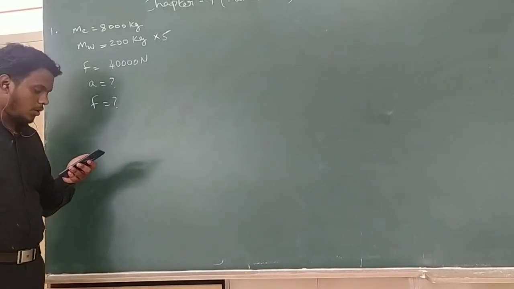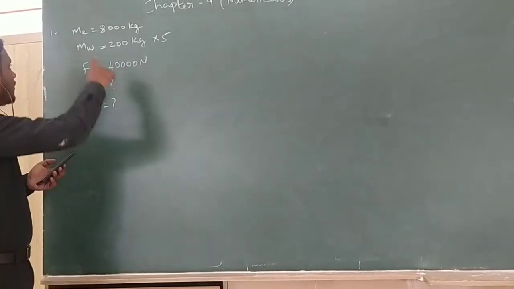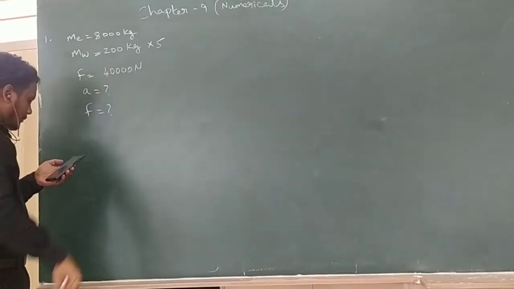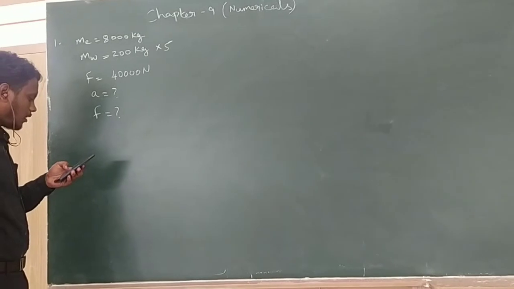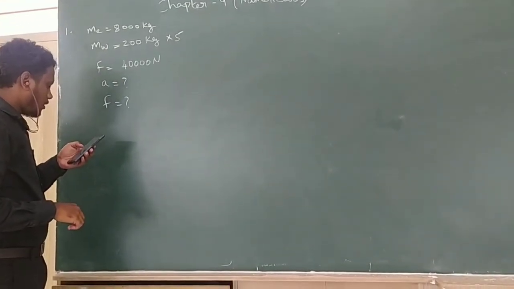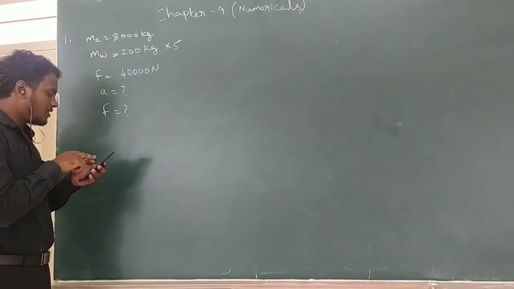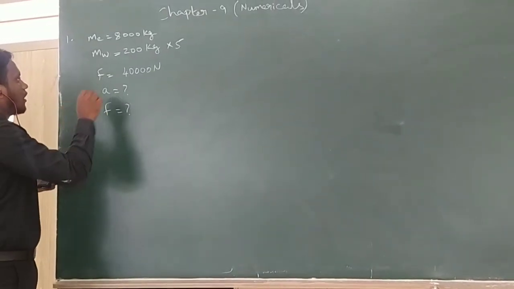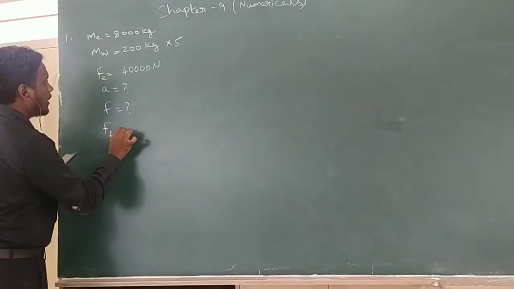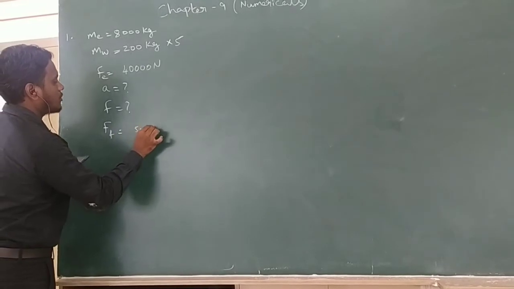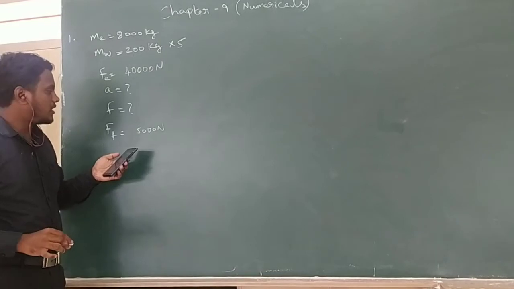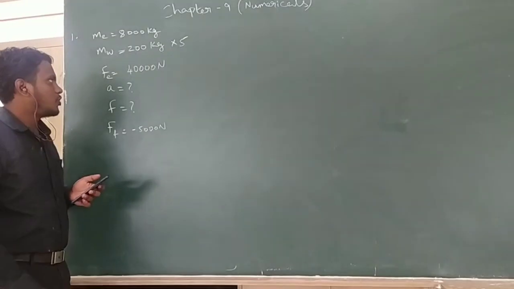Initially we will start from the force, because we have been given 40,000 newtons and the mass 8000. Sorry, one more thing I left out: the track offers a friction of 5000 newtons. So the force of the engine is 40,000 and the frictional force is 5000. Frictional force should be represented by a negative symbol, because it is in the opposite direction to the motion of the object.